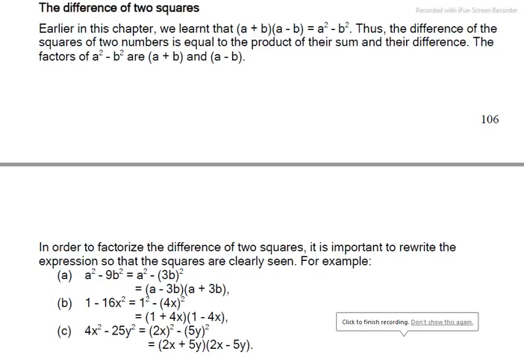In our previous video, we looked at the three identities. So now we want to look at the difference of two squares and its applications. After learning that when I multiply the difference and the sum, I get the difference of two squares, then in order to factorize the difference of two squares, it is very important for us to write the expression so that the squares are clearly seen.